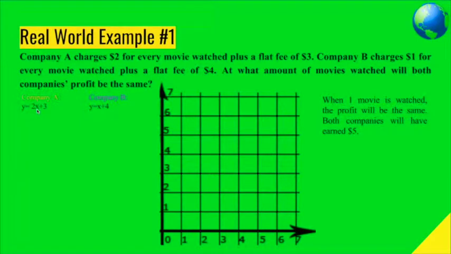Company A, our equation is y equals 2x plus 3 because it costs $2 to watch a movie and a flat fee of $3. Company B, the equation is y equals x plus 4 because each movie costs $1 to watch plus a flat fee of $4. So now we're going to graph both equations.